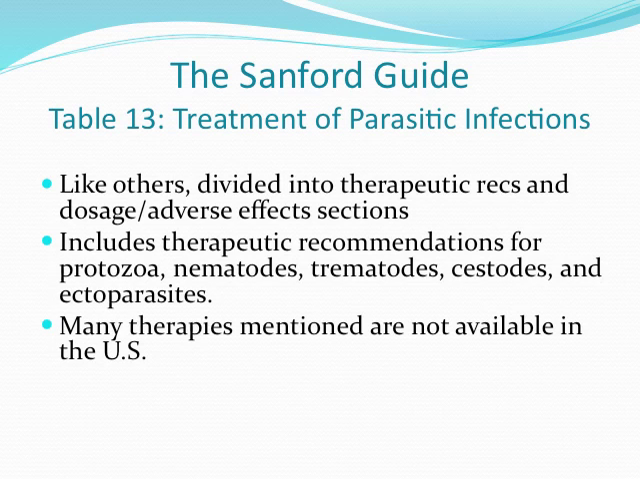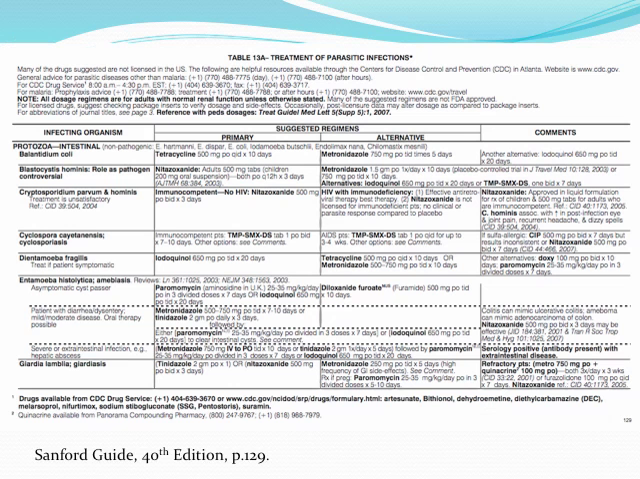Table 13 involves the treatment of parasitic infections, and like others such as the mycobacterial table, it's divided into therapeutic recs and dosage/adverse effects sections. Therapeutic recommendations for the most common parasitic infections, whether they be protozoa, trematodes, cestodes, and ectoparasites, are included. But the table includes the warning that many of the drugs mentioned are not available in the U.S., and obtaining them may require contact with the CDC to obtain these, in some cases, non-licensed therapies.